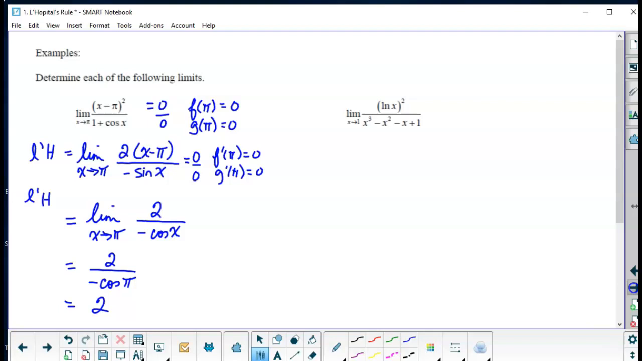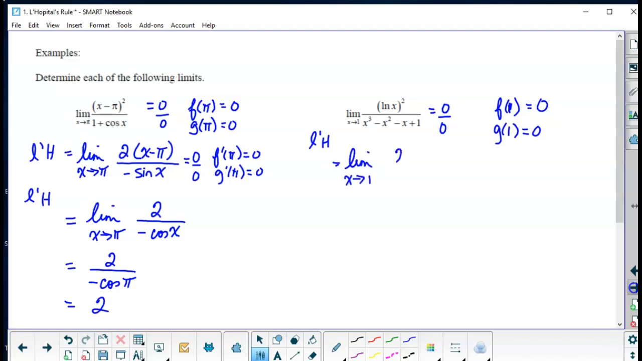All right, same for the next one. Let's check. So if I put 1 in, so f of 1 and g of 1. So if I put 1 in there, I get 0 in the numerator. In the denominator, 1 cubed minus 1 squared minus 1 plus 1 is 0. Okay. So I'm going to use L'Hopital's rule. I'm going to take the limit, x approaches 1.